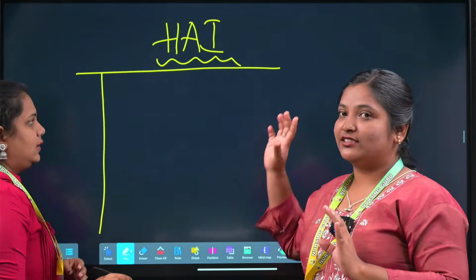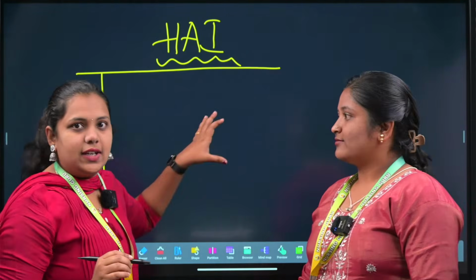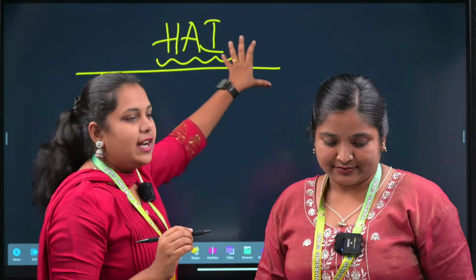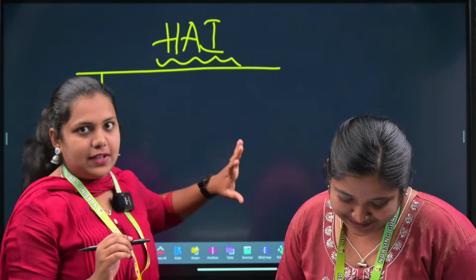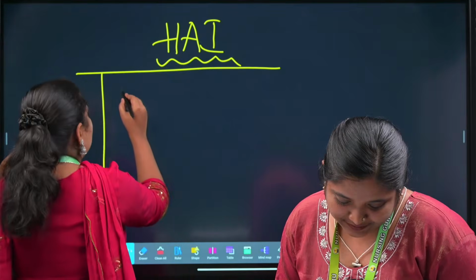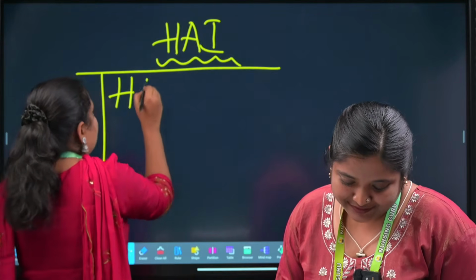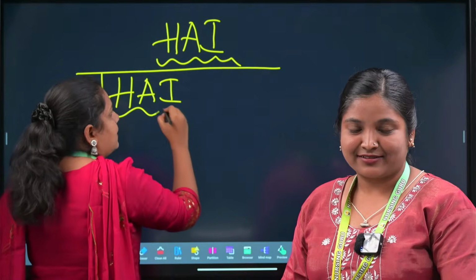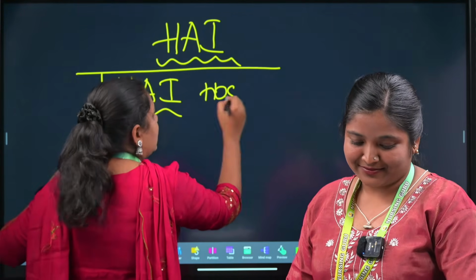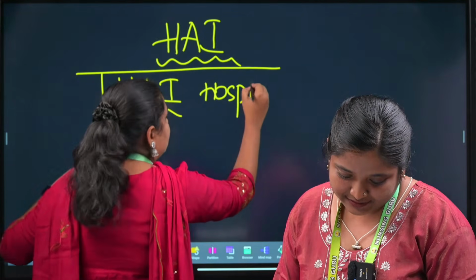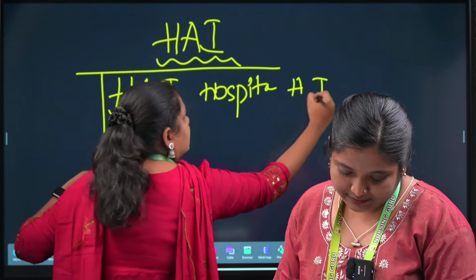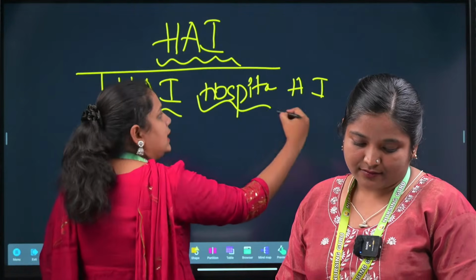Okay, so first one is this. You got the first question, that is hospital acquired infection or the nosocomial infection. Explain about this. What you are going to do is, first you write a heading with the expansion of HAI, hospital acquired infection. After this you have to underline it.